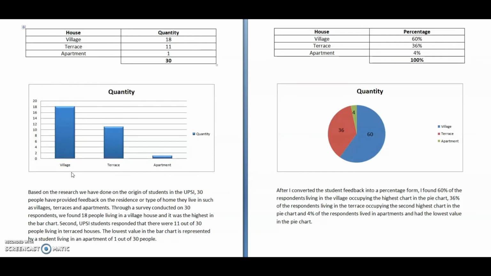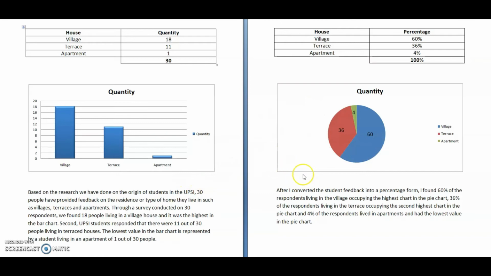Second, UPSI students responded that 11 out of 30 people live in a terrace house. The lowest value in the bar chart is represented by a student living in an apartment, 1 out of 30 people. Alright, we go to the next page.